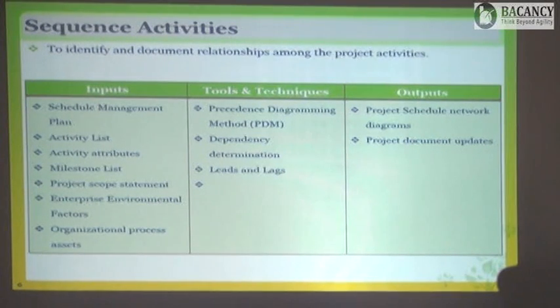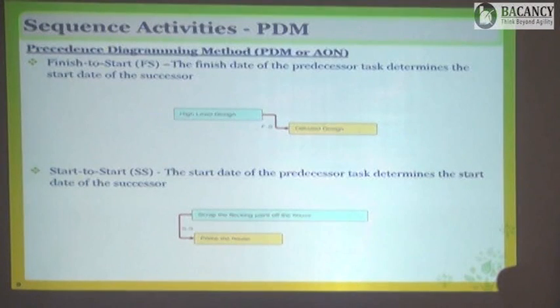So first we need to identify what type of relationship these activities have. For that, we have 4 types of dependencies here. First is finish to start. Finish to start means the finish of the predecessor will lead to the start of the successor, or the successor cannot start unless the predecessor is finished. This is the default and the most used relationship.